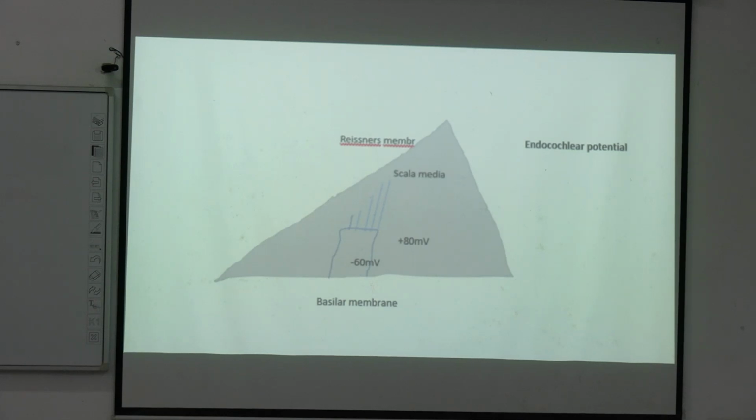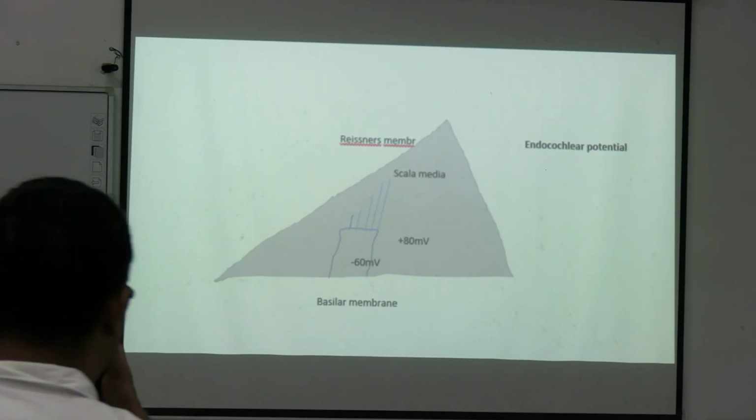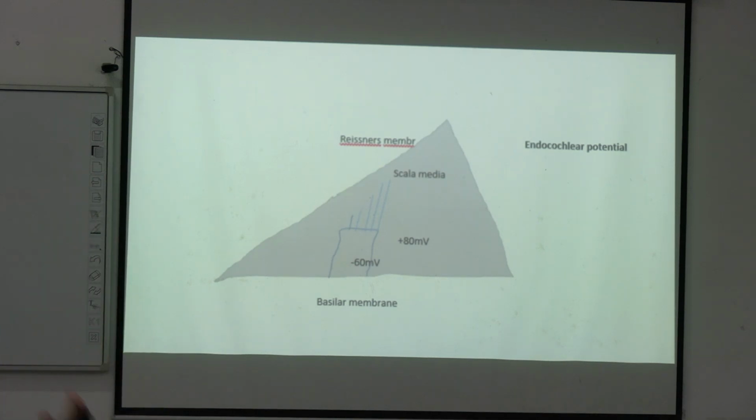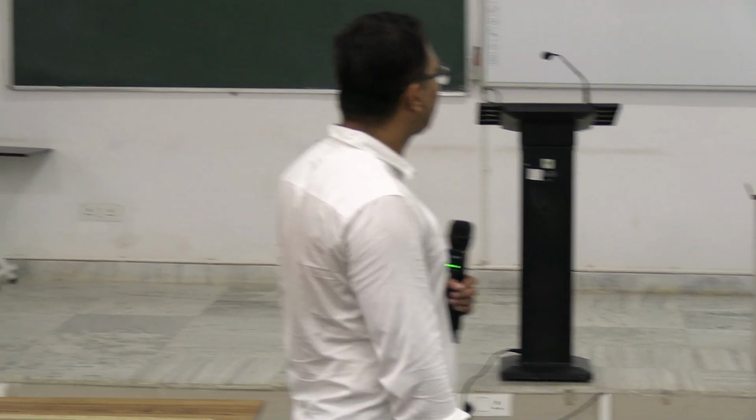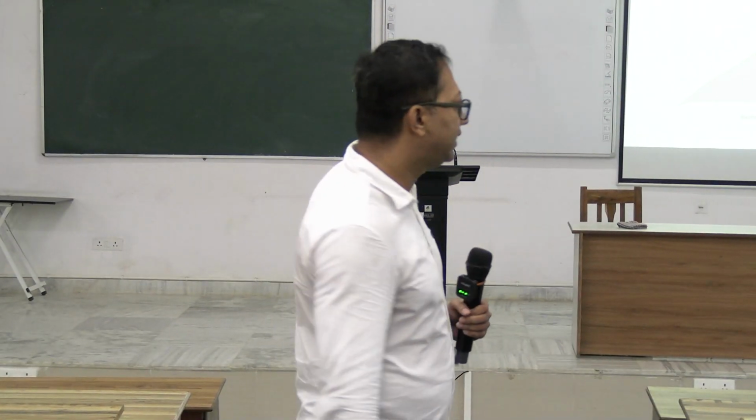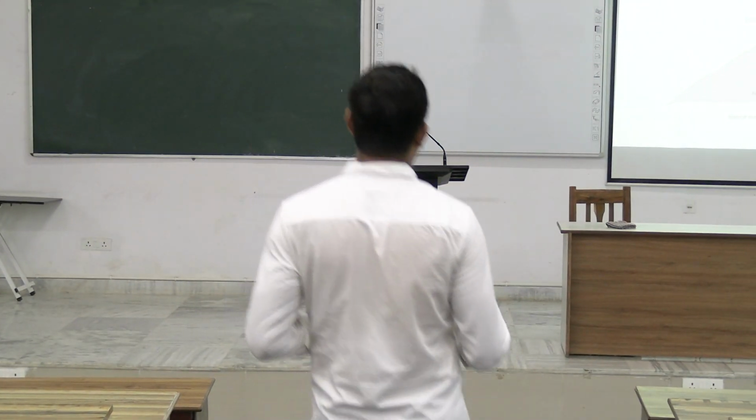Okay, the potential over here in this scala media is plus 80 millivolt. So as a result, the potential difference between a hair cell and scala media is 140 millivolt, and this is called endocochlear potential.